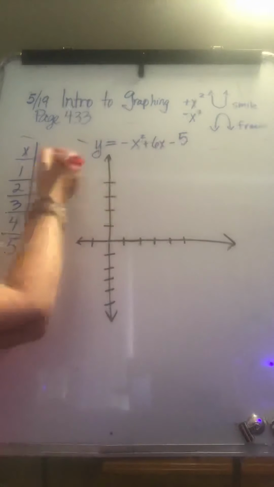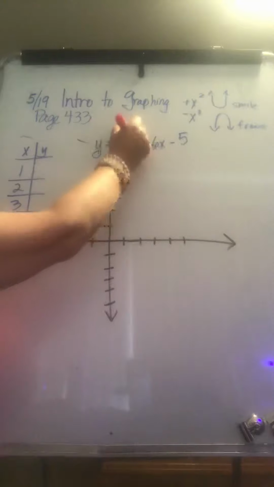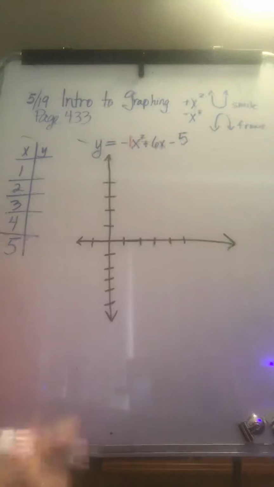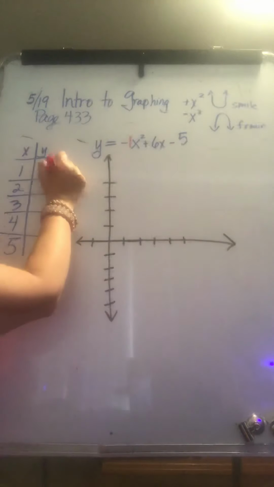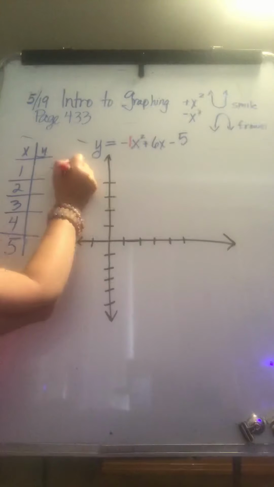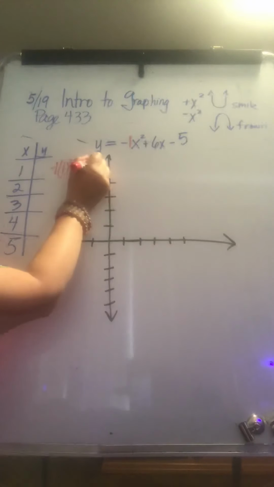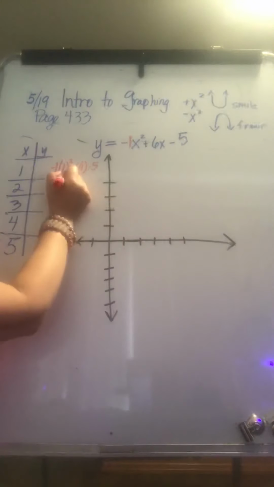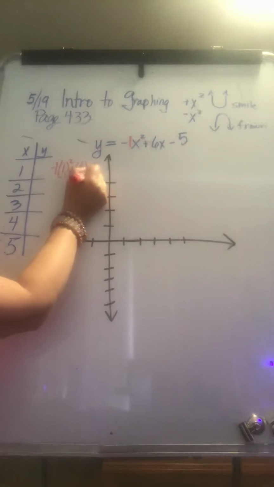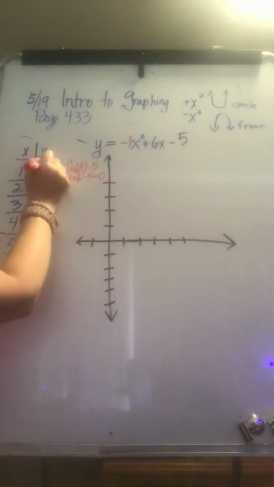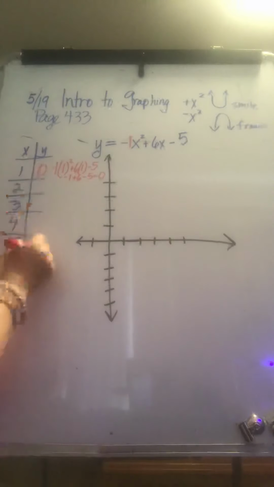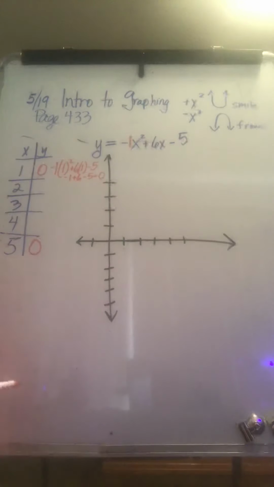Okay, when I plug in 1, the first thing I want to do when I have a negative, please put a -1 here, so when you write it out, you don't make mistakes. So I have -1 times 1 squared plus 6 times 1 minus 5. 1 squared is 1, so I have -1 plus 6 minus 5, and that's going to give me a 0. Okay, if I have 5 values here, and they're all the perfect same distance apart, this one is going to be a 0 also, okay?